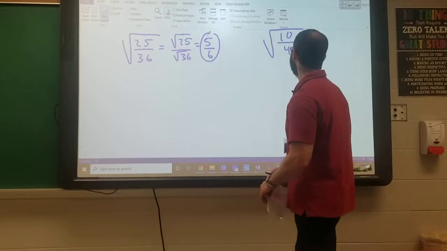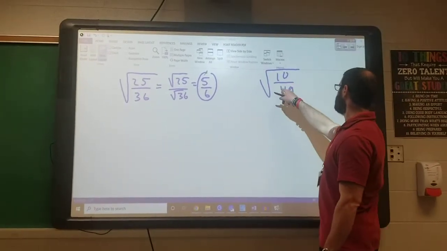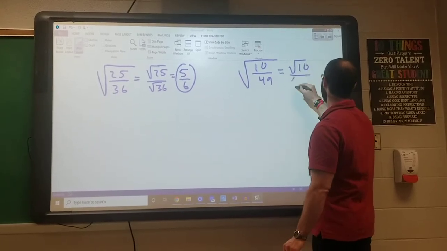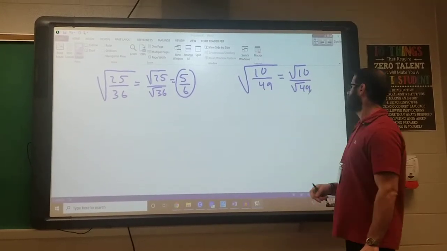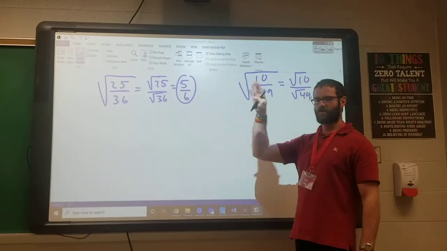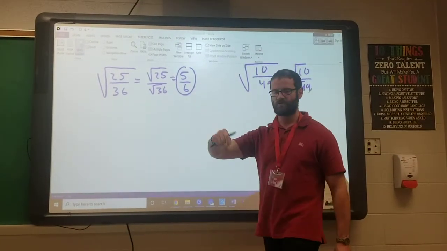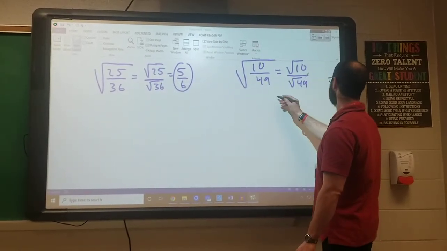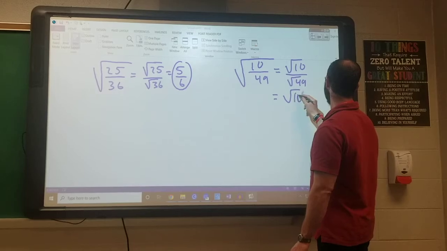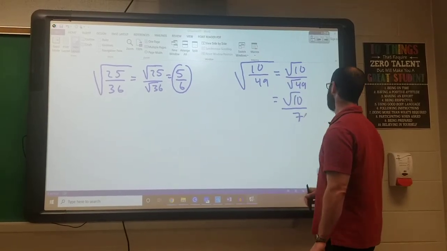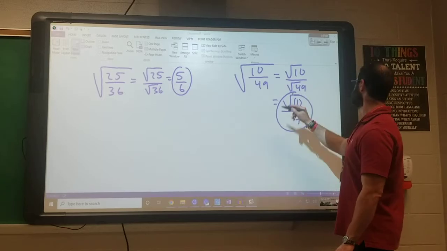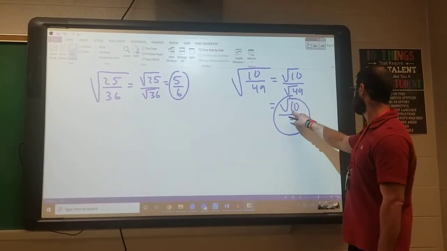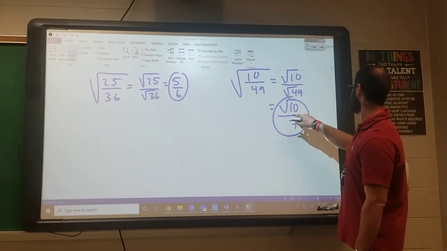Okay, I have another one here. Square root of 10 over square root of 49. Let's rewrite that. Square root of 10 over square root of 49. The denominator, I should recognize 49 as a perfect square. Again, perfect square is when I take a square root, I get a whole number. Right? So square root of 49 is 7. So I'd have square root of 10 over 7. Square root of 10 would be my numerator, and then 7 would be my denominator.